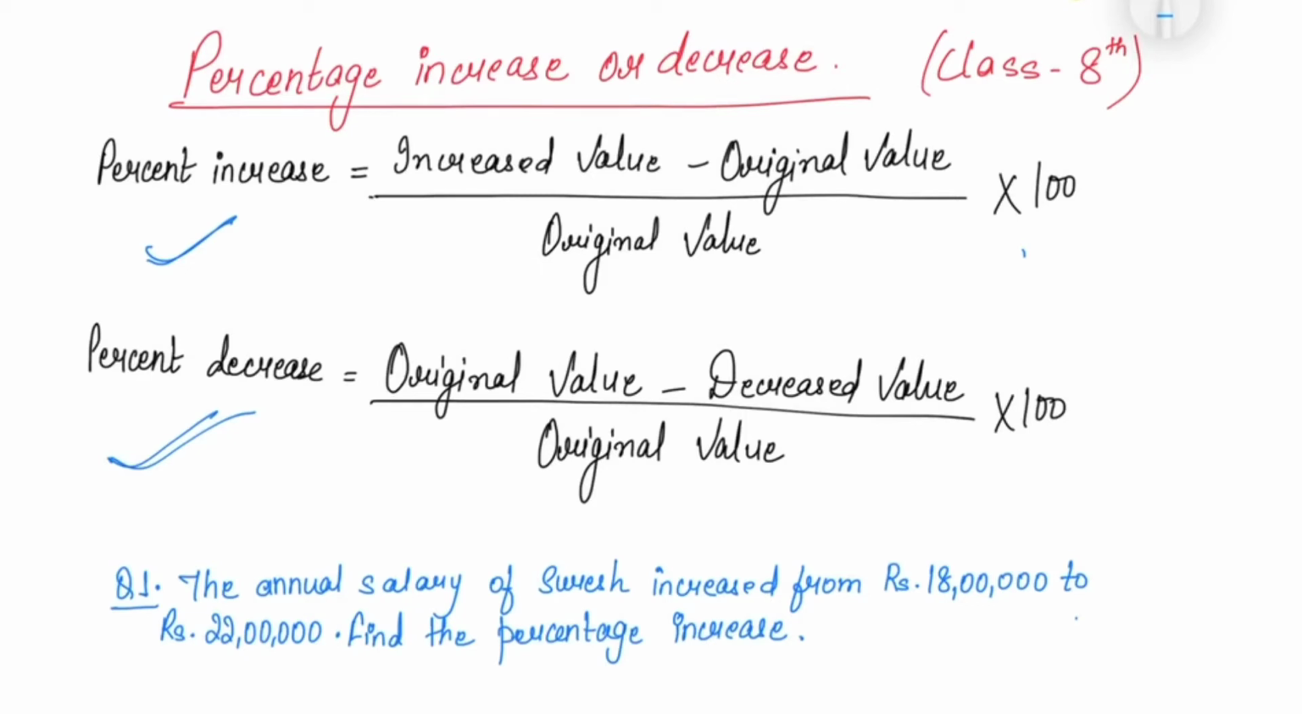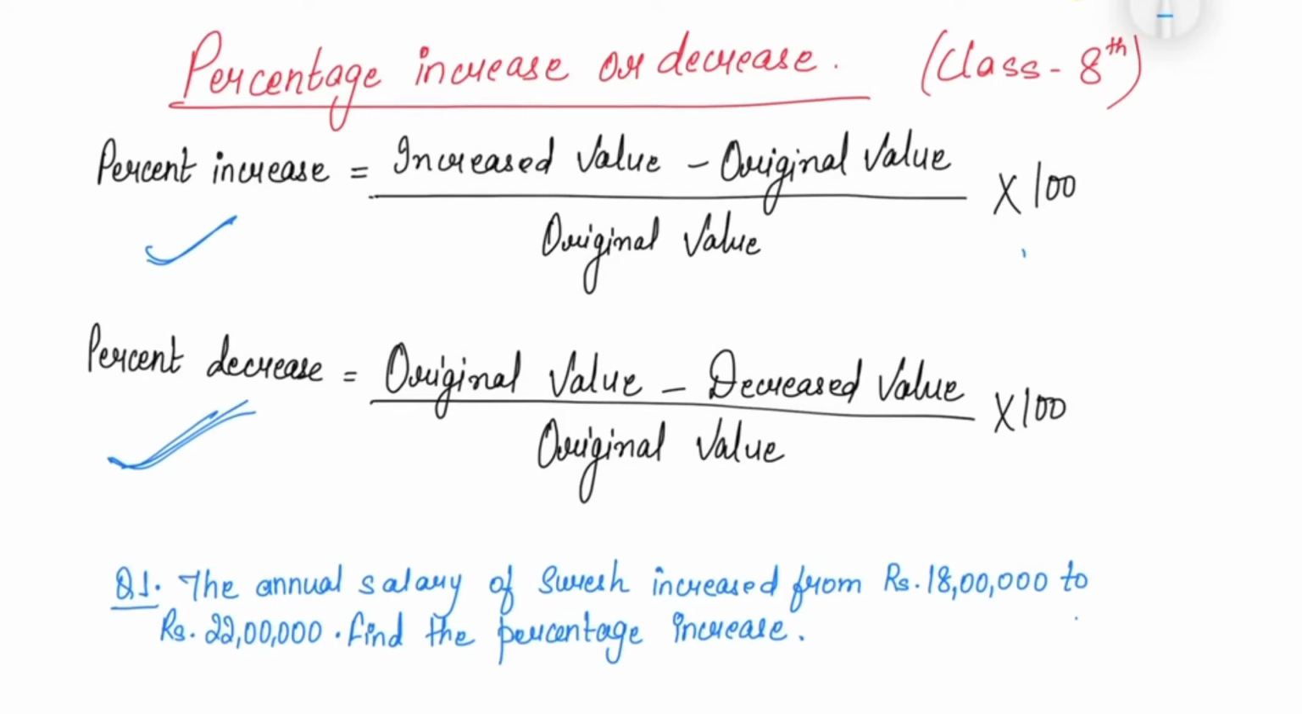It says the increased value minus the original value over the original value, multiplied by 100. Similarly, the percentage decrease formula is the original value minus the decreased value over the original value, into 100. There is a very small difference between the formulas. Whenever you write the formula and solve the questions, do not mess up the formulas. Just keep the formulas in mind.